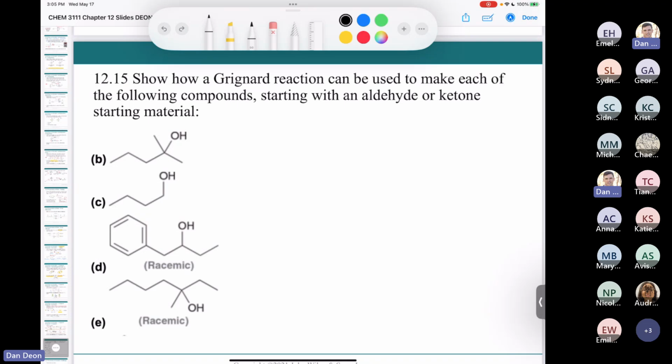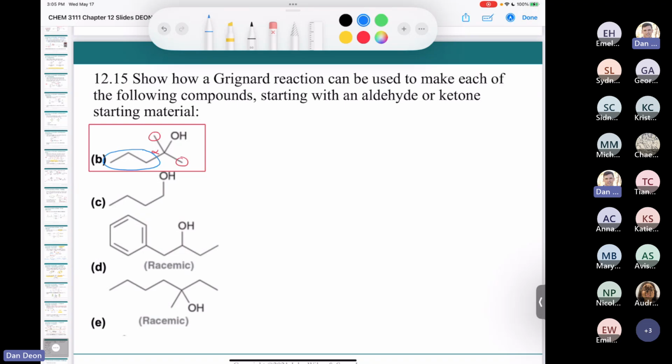So let's just take a look at B, and then we'll move on. In B, if you look at the alpha carbon, it's got 2 methyl groups attached to it, and it also has a big old propyl group attached to it like this. So we could add a methyl group to it, or we could add a propyl group to it. Either one is fine, because we're making a tertiary alcohol here.